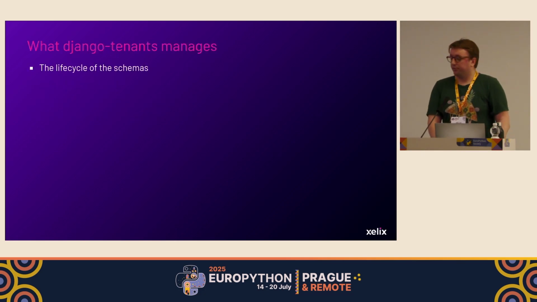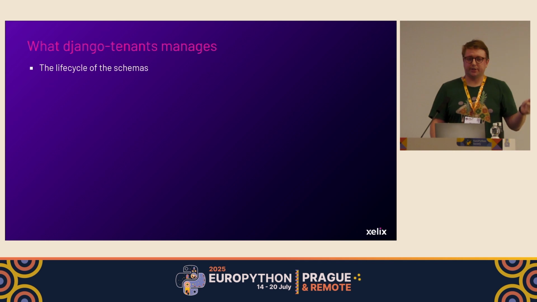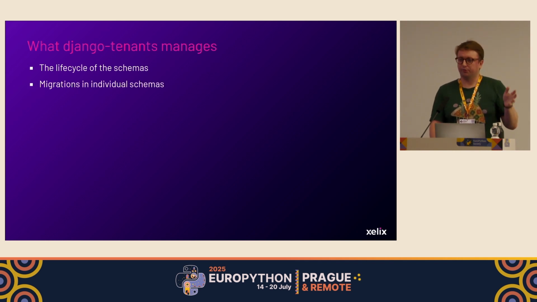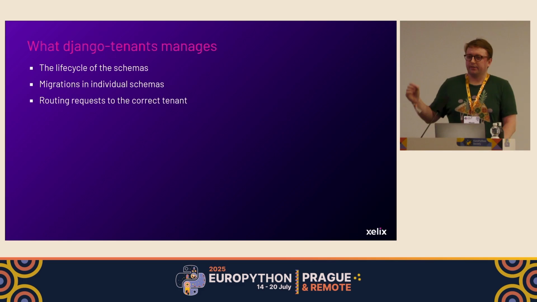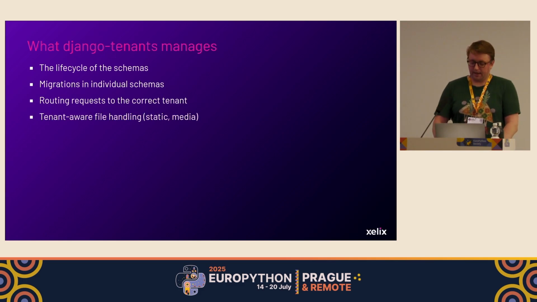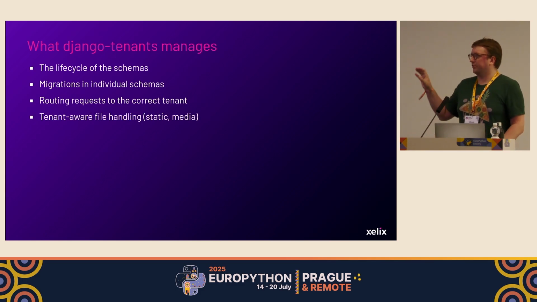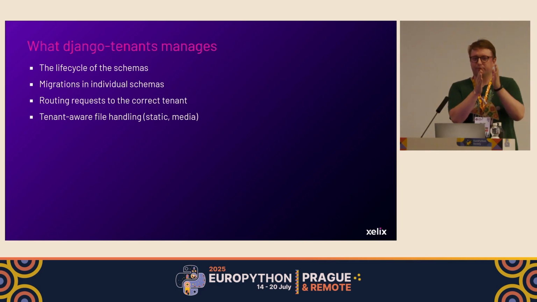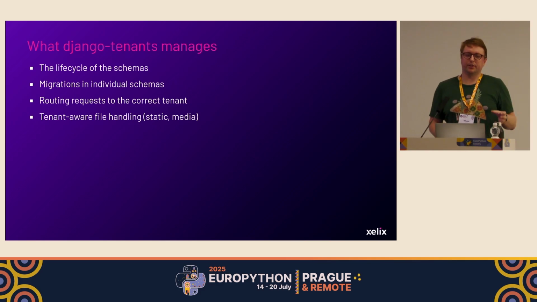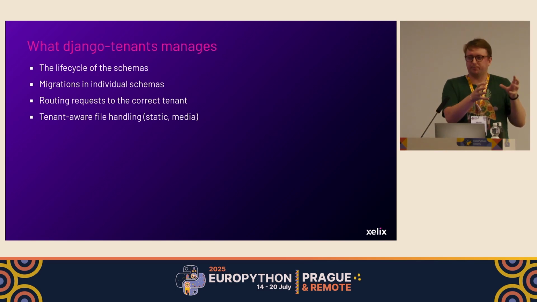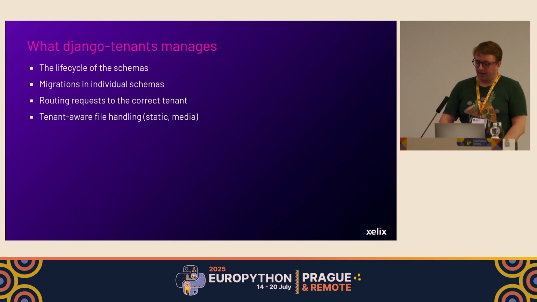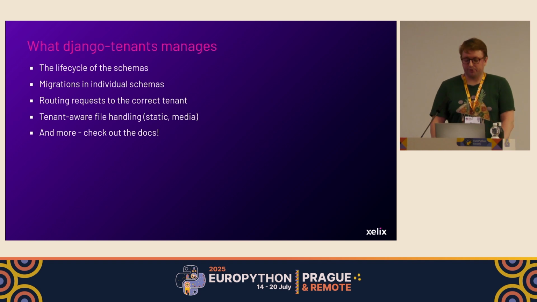The Django-tenants library manages the lifecycle of the schema, so creating and deleting. It runs the migrations for all these schemas. Because we've got tables in multiple different schemas, we have to run the migration in each of these schemas individually. It obviously routes the request to the correct tenant based on the subdomain. And it also allows you to do, for example, tenant-aware file handling. So you've got static that's very specific to a tenant, or the media, the user uploaded content, is also namespaced by the tenant. And it does a lot more, so you could check out the documentation.